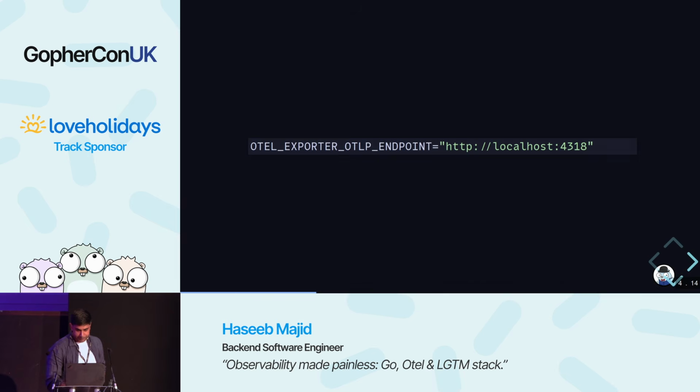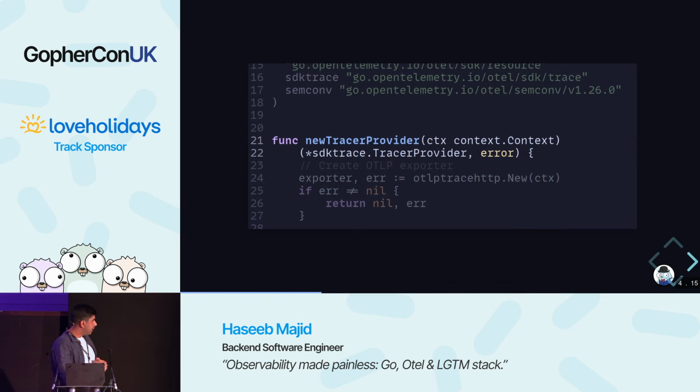So then we create a new function. We're going to call it new trace provider. Again, don't worry about following this line by line. I just want you to understand this at a high level.